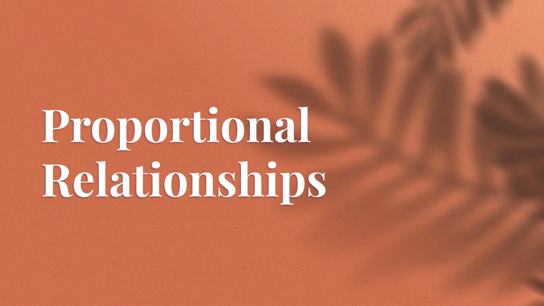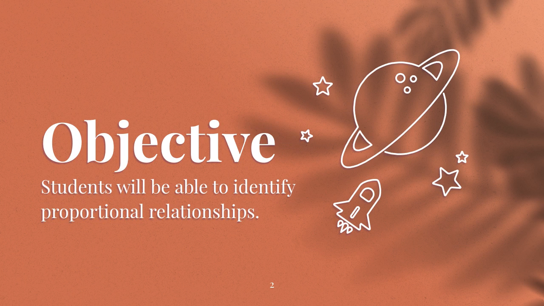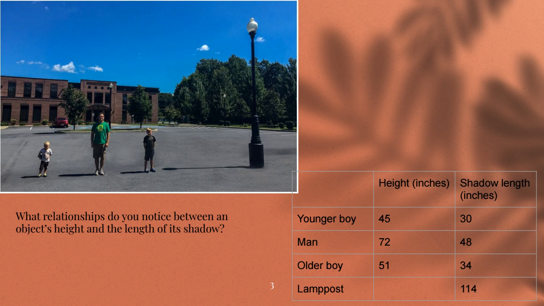Today we are going to be talking about proportional relationships, which you should remember a bit from 7th grade. So our objective for today is that students will be able to identify proportional relationships. So this will include looking at the constant of proportionality also. Okay, so let's look at our first example.